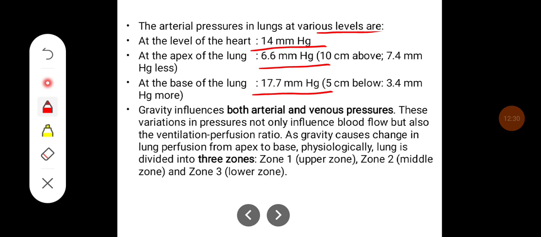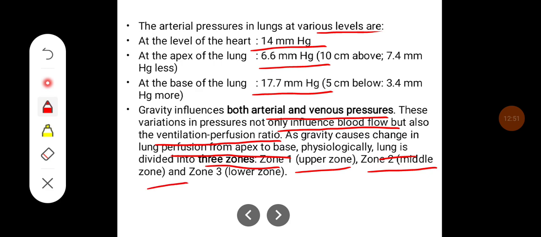Gravity influences both arterial and venous pressures. These variations in the pressures not only influence the blood flow but also the ventilation perfusion ratio. As gravity causes change in the lung perfusion from apex to base, physiologically lung is divided into three zones. Zone 1 is upper zone, zone 2 is middle zone, and zone 3 is lower zone.